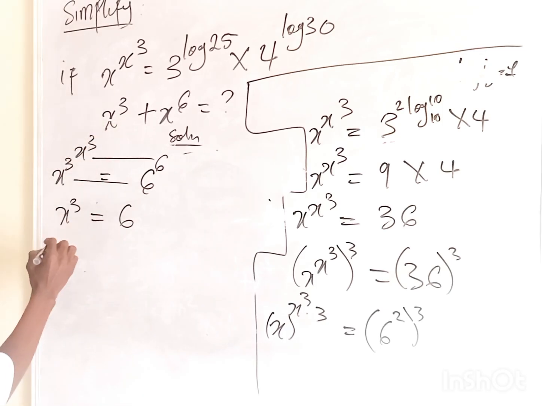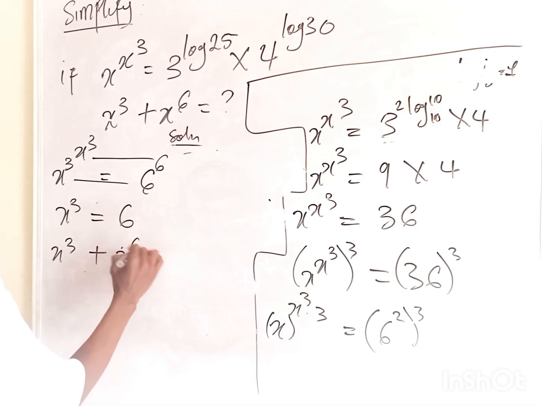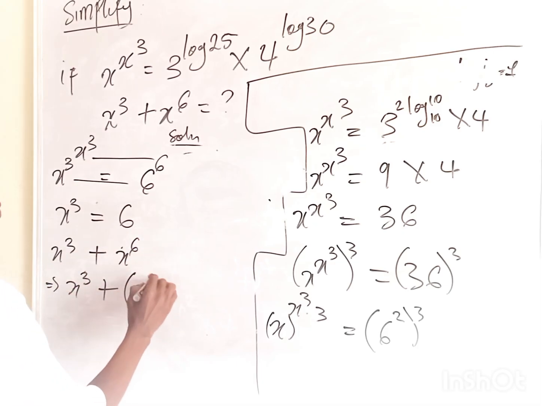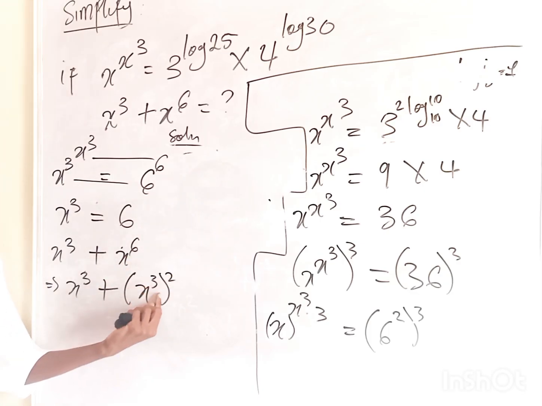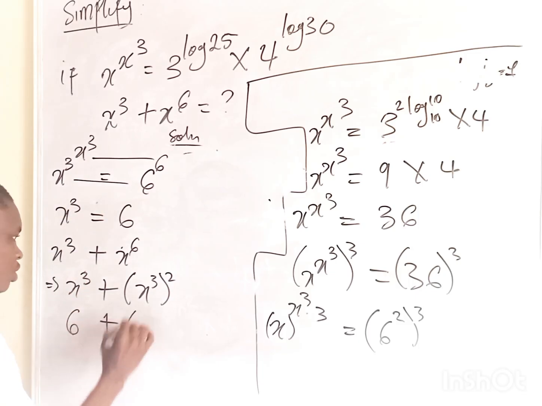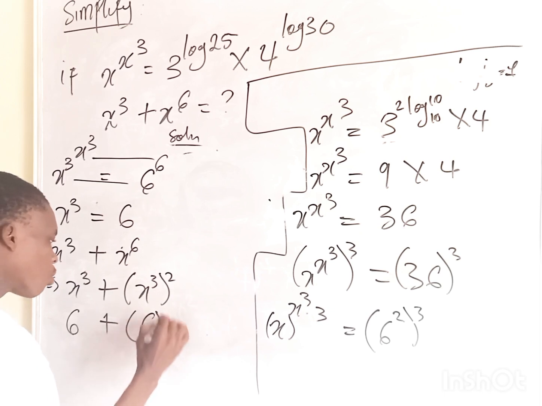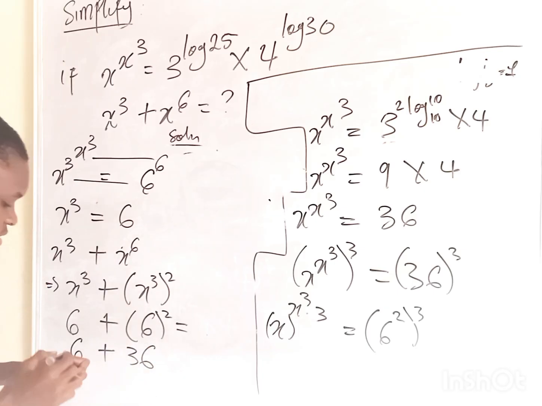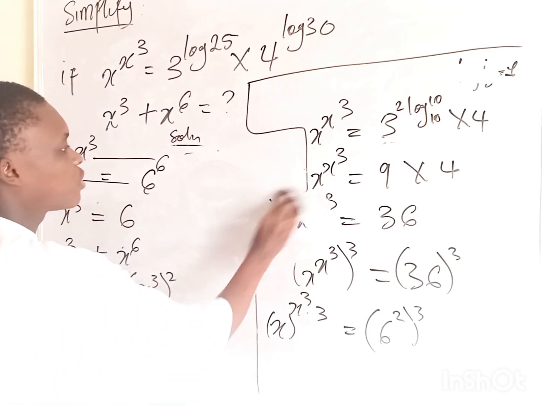So here we have x cubed. They say, but x cubed plus x to the power 6 can also be represented as x cubed plus x raised to the power of 3 all squared. Right? I just removed the 2 outside. So 3 times 2 here is 6. So from here, clearly, what can we see? Our x cubed equals what? 6 plus our x cubed here equals what? 6 all squared, which equals what? So from here, this is 6 plus 6 squared is what? 36. All right, let's proceed.